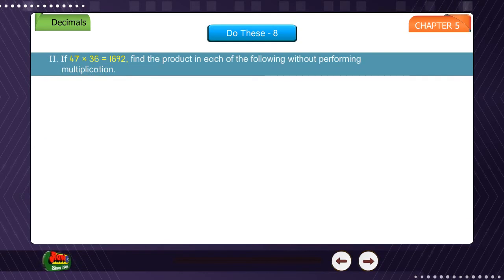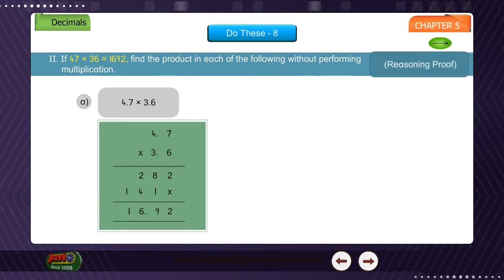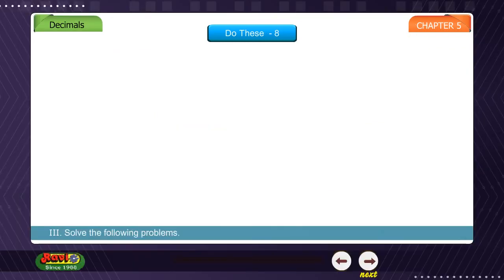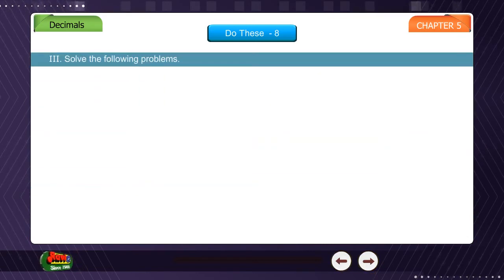Two, if 47 into 36 is equal to 1692, find the product in each of the following without performing multiplication. Reasoning proof. Three, solve the following problems. Problem solving.